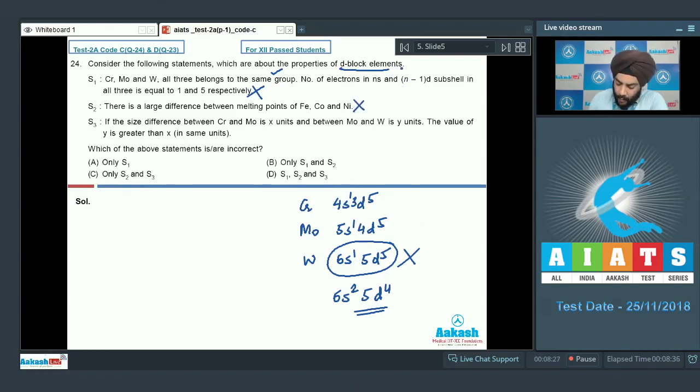The melting points of these species are almost similar. There is not much difference between them. So statement 2 is also incorrect. Let us look at the third statement now.